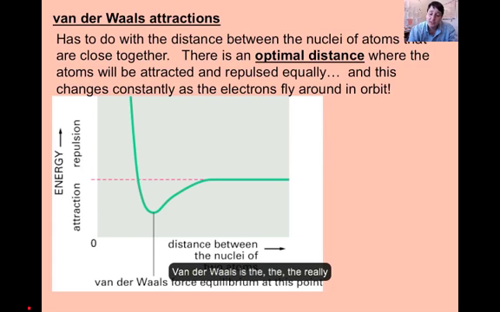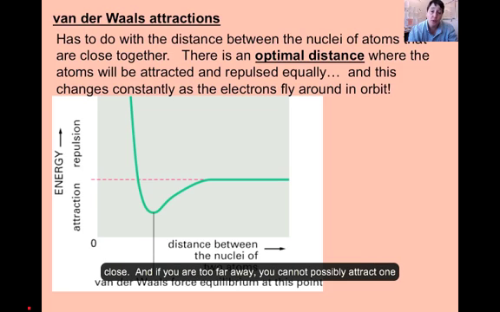Van der Waals is the really interesting interaction, and it's all about what is the appropriate distance to be separated from one another. And if we're an atom, right, there's that repulsion if you get too close, and if you're too far away, you cannot possibly attract one another. I think this is true of people as well, right?